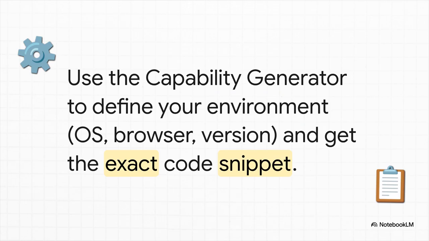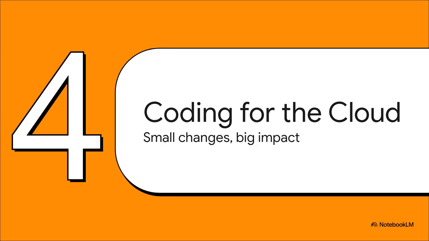Now for the second part, you don't even have to write this configuration from scratch. There are these amazing tools like the LambdaTest Capability Generator that let you just click through a few menus, pick your OS, your browser, the version, and it spits out the exact code snippet you need. We just copy and paste. It's that simple. All right, let's get to the fun part, the code. And I think you're going to be surprised by how few changes we actually need to make to point our existing tests to the cloud.